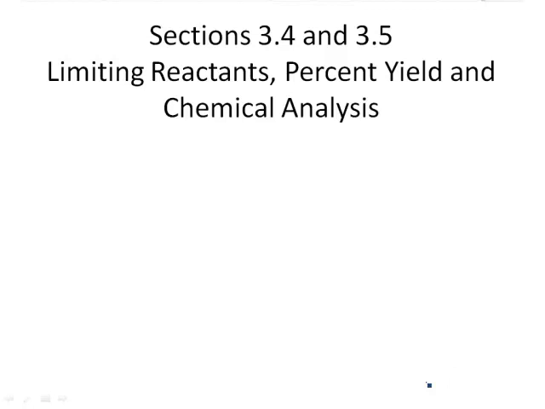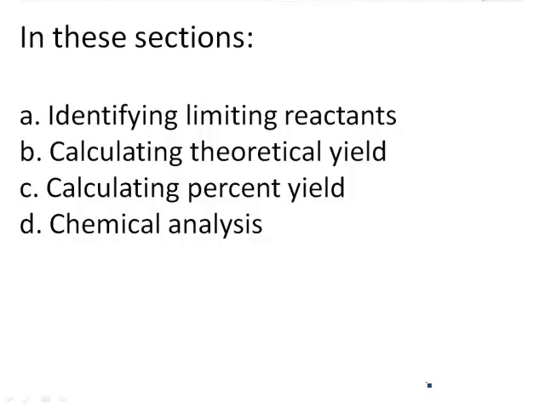This lecture is for sections 3.4 and 3.5, covering limiting reactants, percent yield, and chemical analysis. And what we'll be doing is looking at the idea of what a limiting reactant, or limiting reagent as it's often called, is, and also how to identify one in a reaction. And then we're going to go over how to calculate what's called the theoretical yield for a reaction, and from that, determine the percent yield for a reaction, which involves an actual real experiment, not just thinking about chemistry.